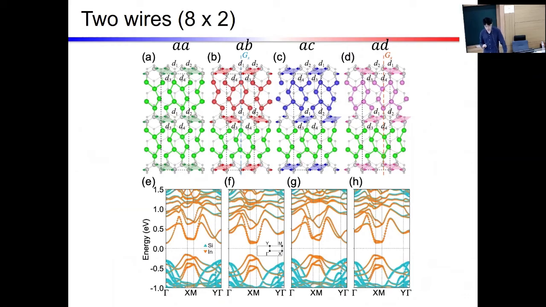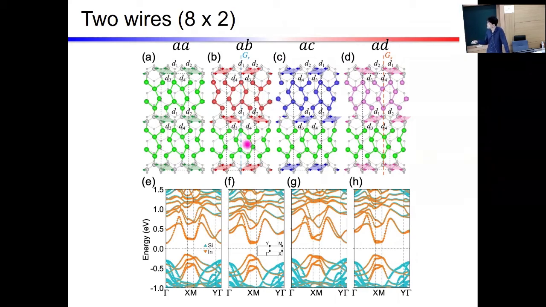So, based on this symmetry analysis, we only need these distinct structures to get an idea of their energy difference. This is AA, which means the same structures as each other. The others are AB, AC, and AD. Actually, AA and AC are not found in the real system because they are not allowed, as you can see later.